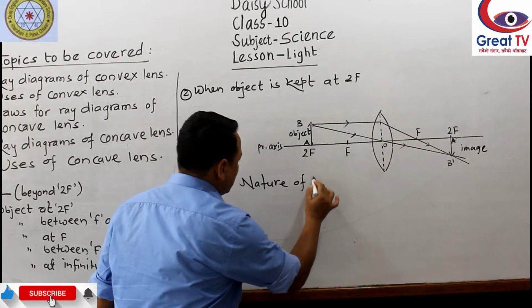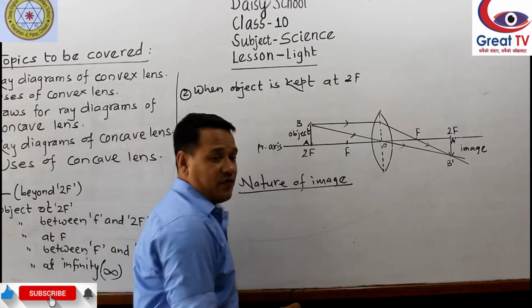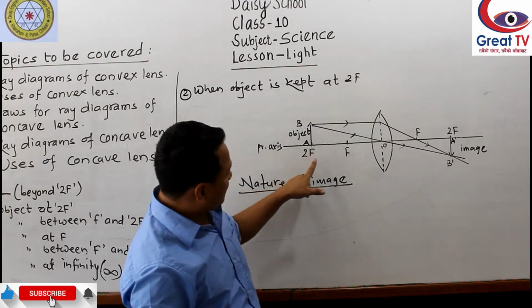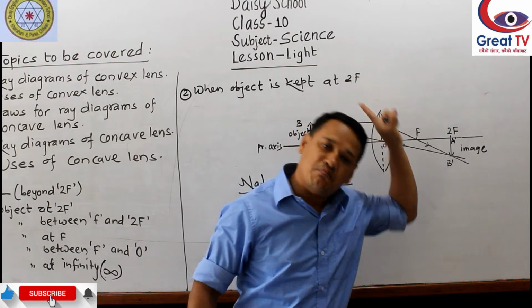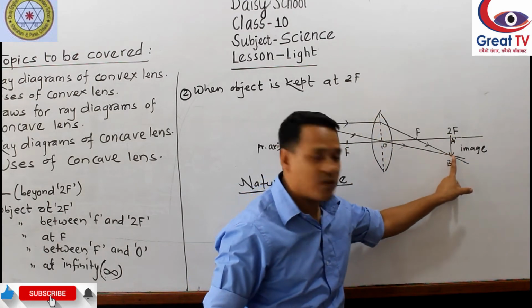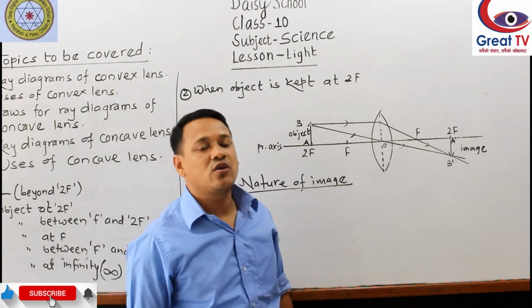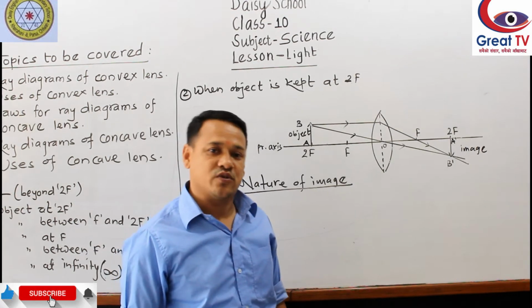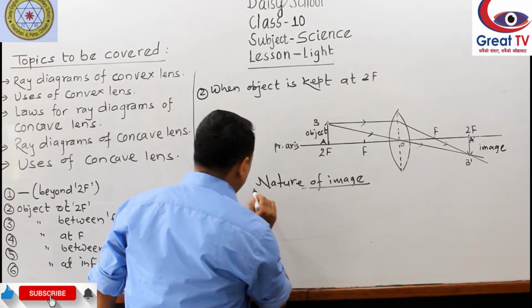Nature of image. Don't forget, when the object is kept at the 2F position, the image must also form at the 2F position on the other side of the lens. Otherwise your diagram is wrong, and you have to draw again. So here we are going to write the nature of image.